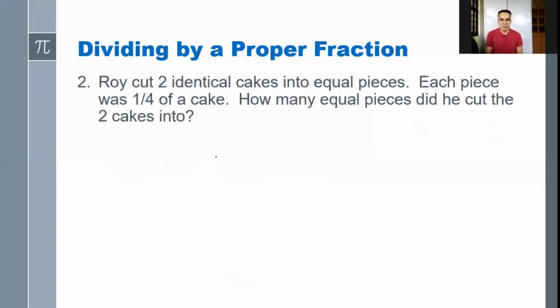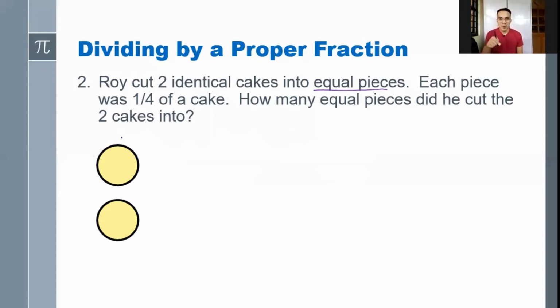Number 2, Roy cut 2 identical cakes into equal pieces. Each piece was 1/4 of a cake. How many equal pieces did he cut the 2 cakes into? So we have 2 identical cakes, and each cake is being cut into equal pieces.